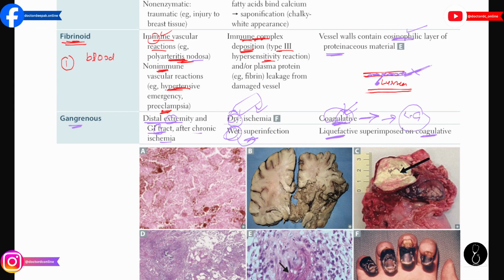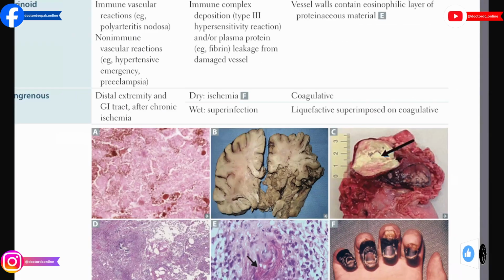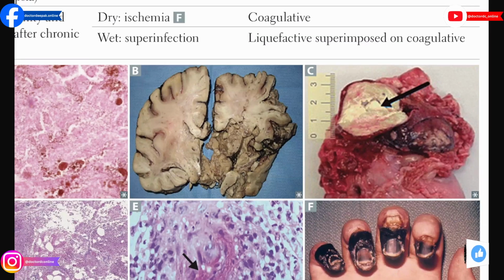Now here you can see they give examples, like diagrams. They mention here picture A, picture B, C, D. So let's take the example of this dry gangrene. Here we will see the diagram of dry ischemia. You can see basically this person has gangrene. It is a type of dry ischemia. So it is an example of gangrenous necrosis or dry ischemia.